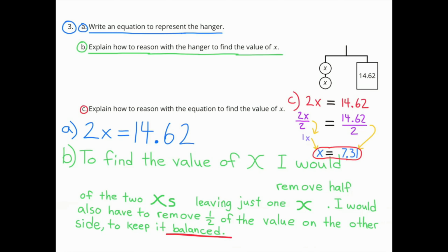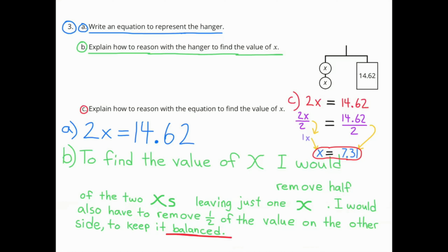Number 3. A. Write an equation to represent the hanger. 2x equals 14 62/100, or 2 times x equals 14 62/100. B. Explain how to reason with the hanger to find the value of x. Well, I wrote an answer in green. To find the value of x, I would remove half of the 2 x's, leaving just 1 x. I would also have to remove half of the value on the other side of the hanger to keep it balanced.